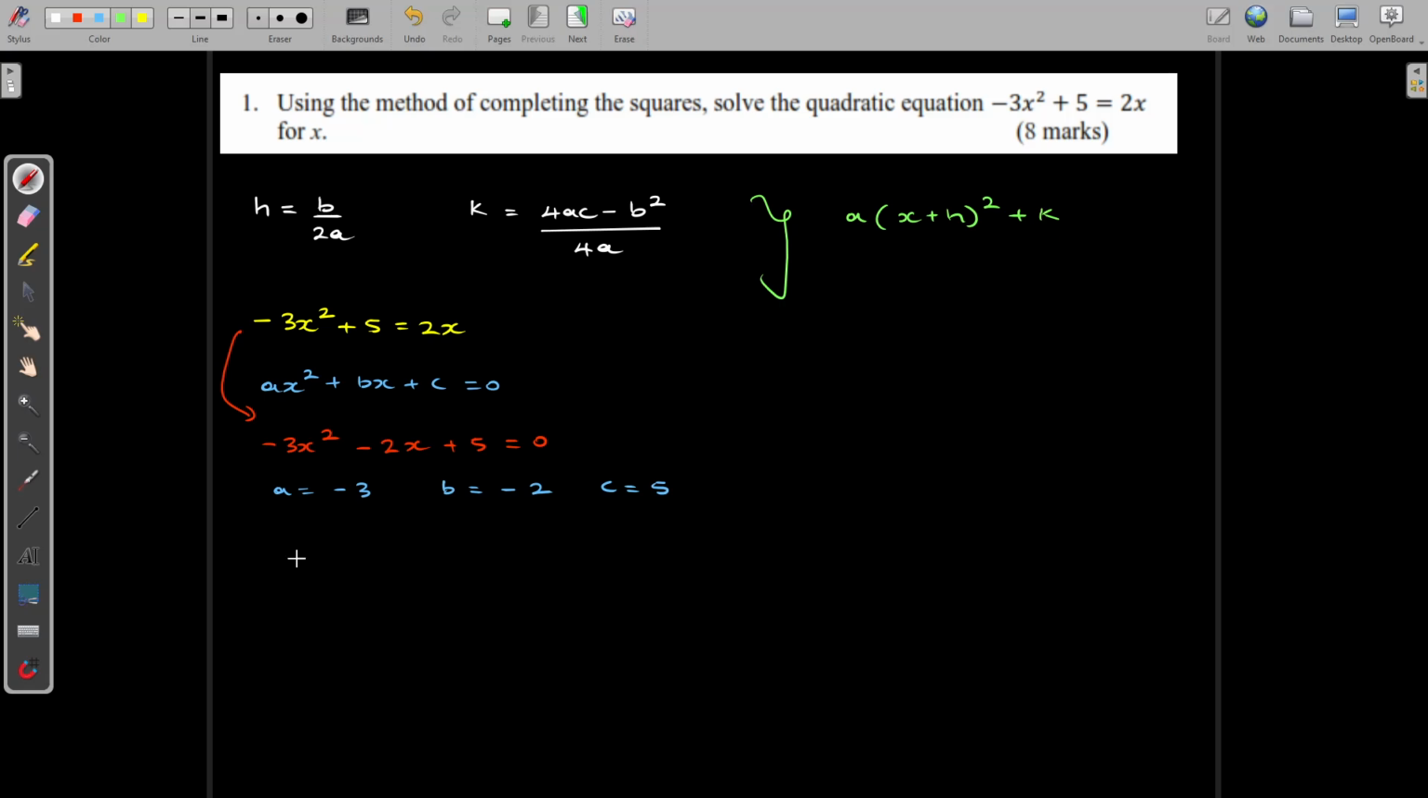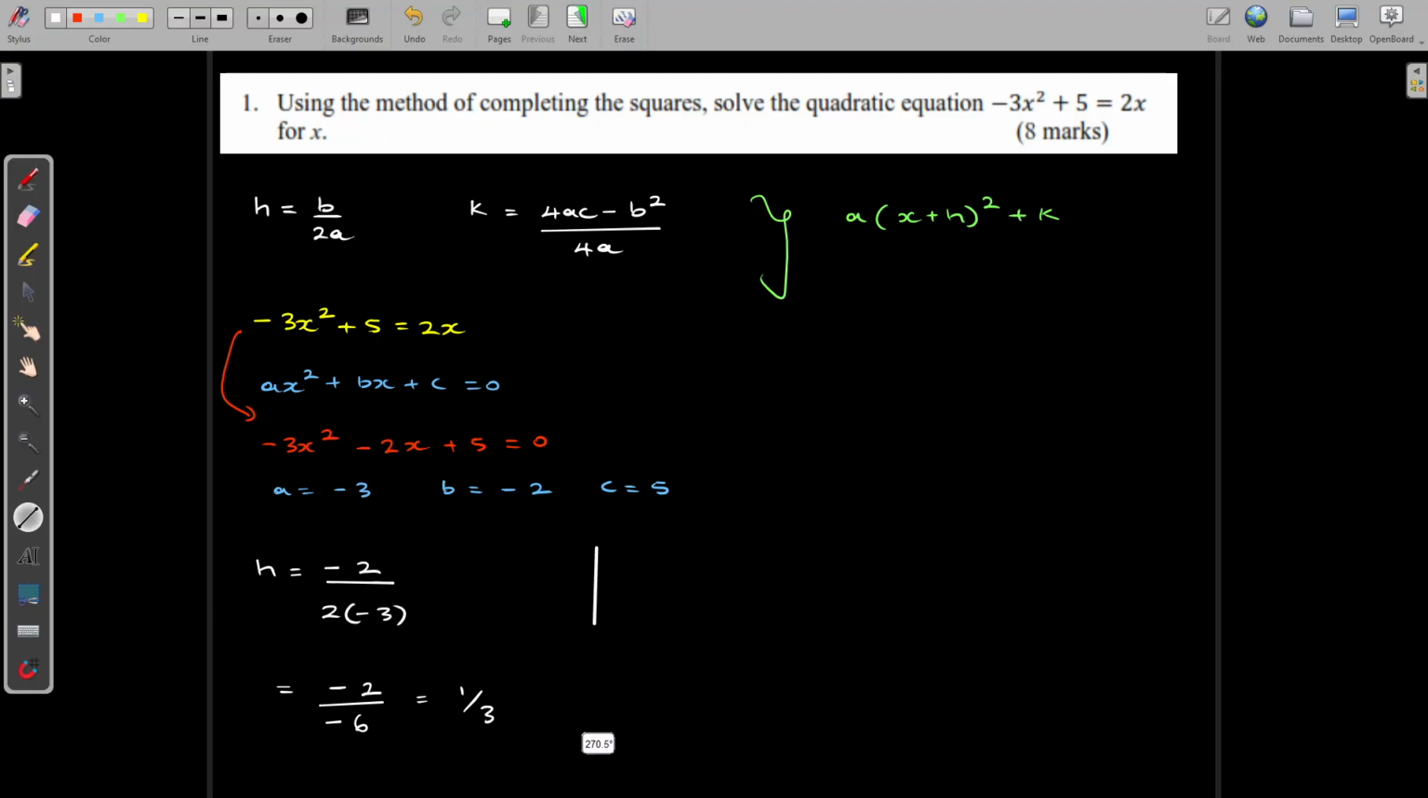All right, so let's evaluate. So h is equal to b, which is negative 2, over 2a. So that's equal to negative 2 over negative 6, which is just 1/3. So this is what h is equal to.